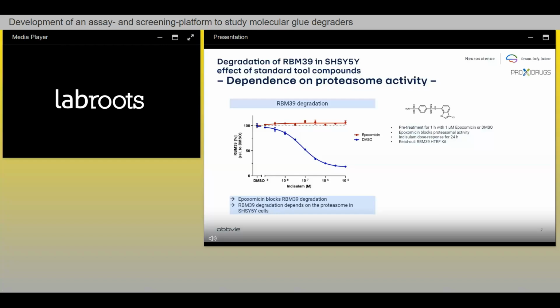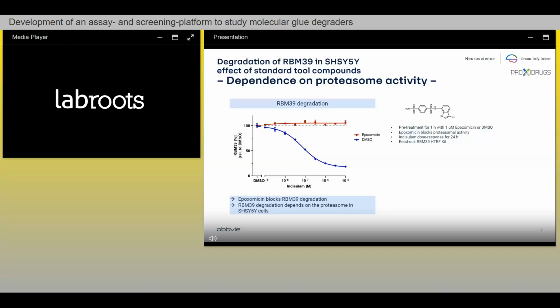And then after 1 hour, we treated with our regular indisulam dose response for 24 hours and read the RBM39 HGRF. And if you compare the DMSO-treated cells versus the ones that were pre-treated with epoxomicin, you can clearly see that epoxomicin blocks the RBM39 degradation and hence confirms that RBM39 degradation induced by indisulam depends on an active proteasome.